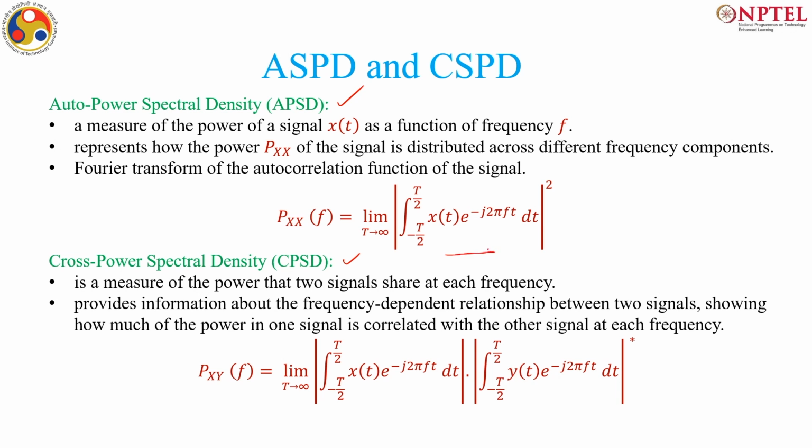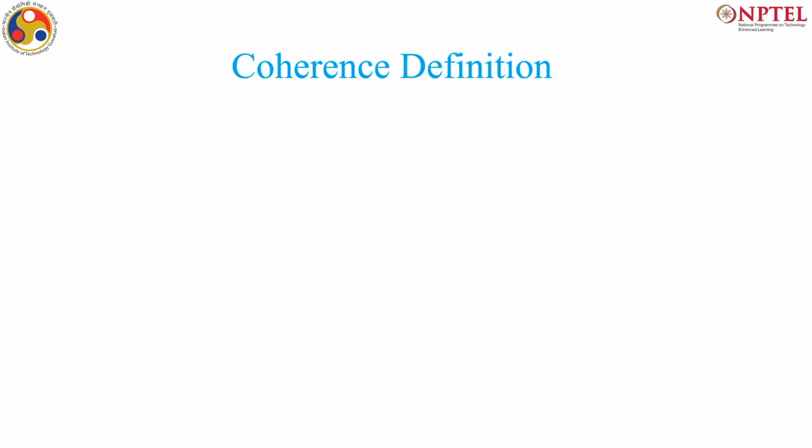Now, here what we are doing, like in autocorrelation, we are computing the power for the same signal multiplied twice, but in the cross-spectrum we are using two signals and one signal we are finally conjugating. So, now we will come to the term coherence.